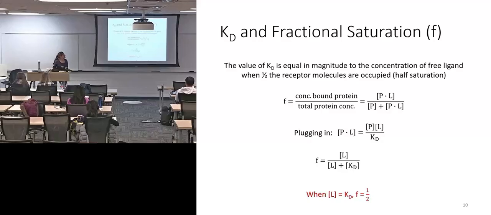And so again, like we said, when the value of K sub D is equal to the magnitude of the concentration of free ligand, then half of the receptor molecules will be occupied. Okay? When the concentration of L equals KD, F is 1/2. And generally, this is what we're looking for. We don't have this information. We're trying to get this by changing this and measuring this.